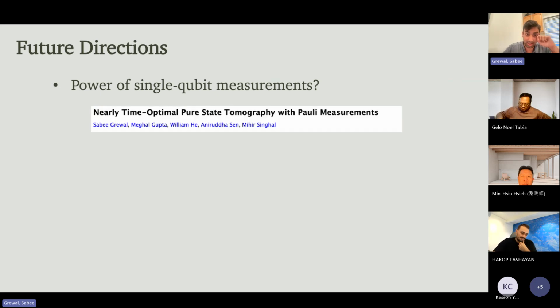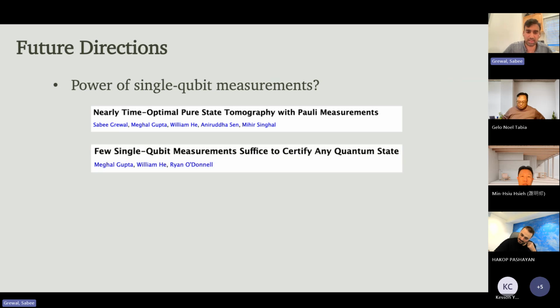I just told you about this paper where we show for pure state tomography, there's no major cost in restricting to single qubit measurements. And then Megal and William had this earlier paper with Ryan O'Donnell where they study state certification, and they also have very nice results where they show that single qubits can effectively solve a version of the state certification problem.